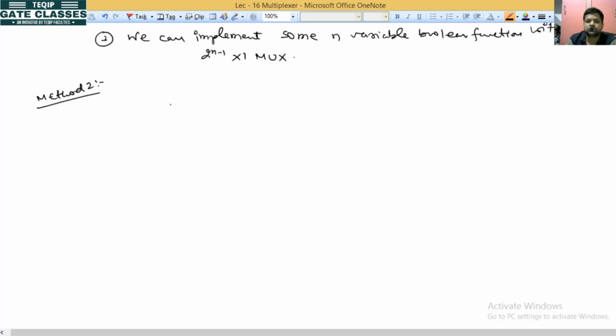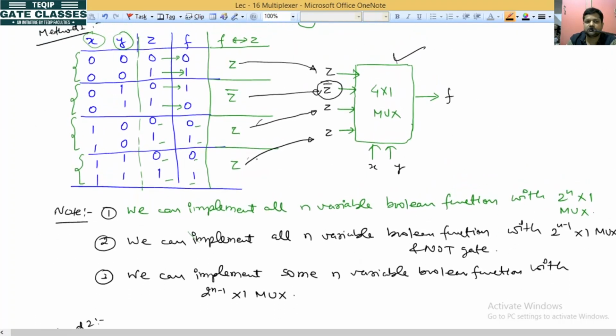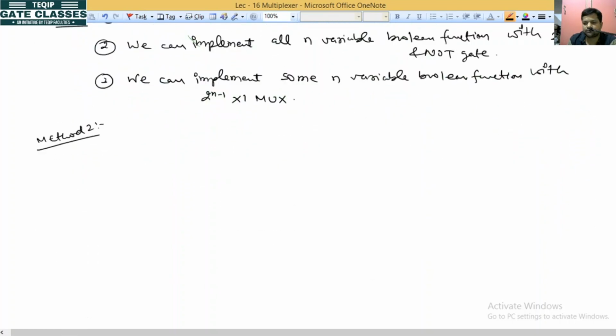So in method 1 we have taken x and y as selection lines, and we have taken z as the input line. Now go for that. So here I have considered that xy are our selection lines. Now you just draw these two horizontal lines.